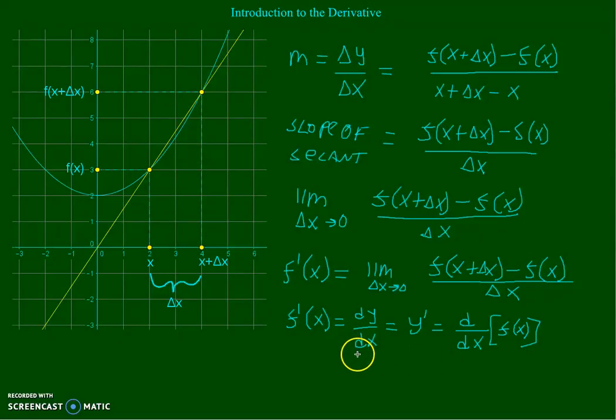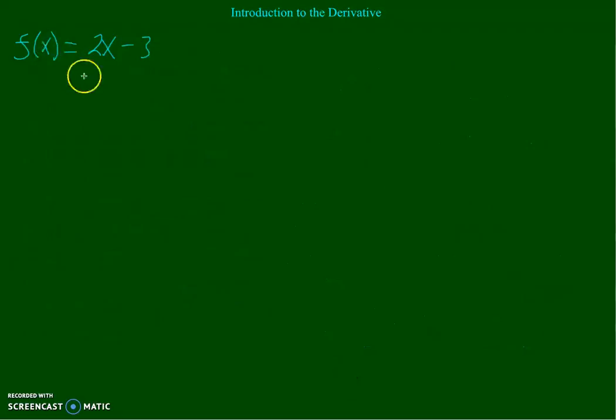So let's take a look at a specific example and see if we can put this into more concrete perspective. In this example, we want to find the slope of this line. Well, because this is a linear function, the line is in fact the tangent line to the function. They're one and the same.